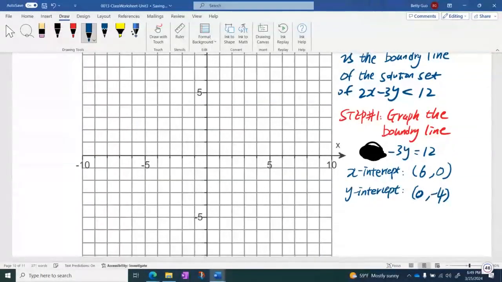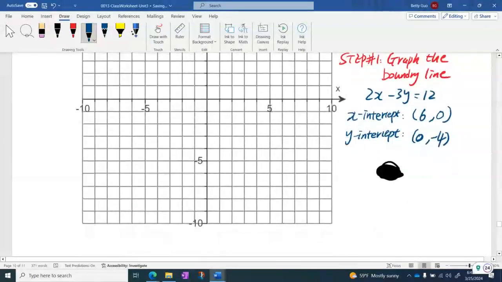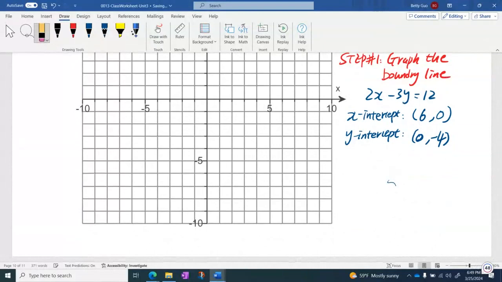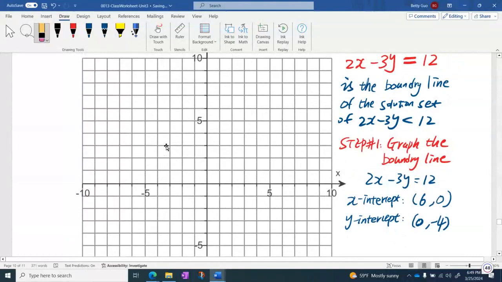And that's how we find the x-intercept and y-intercept for the boundary line. It's very convenient if the line is in standard form. Let's plot the 2 points, (6, 0) and (0, -4). (6, 0) is on the x-axis.